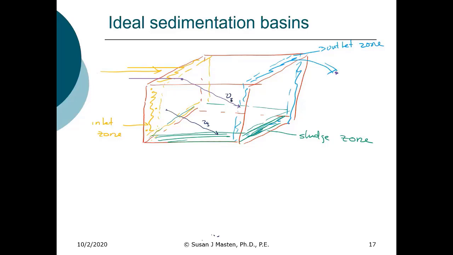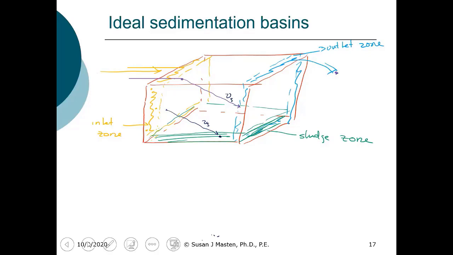So what we ultimately want to be able to do is to predict what fraction of particles will be removed in the sedimentation basin. Was the top one or bottom one removed? So the top one, notice the top one hits the blue area here. So the top one ends up in the outlet zone, and it's going to end up here. The darker blue one hits the sludge zone and it's removed. So the one that hits the sludge zone is removed.